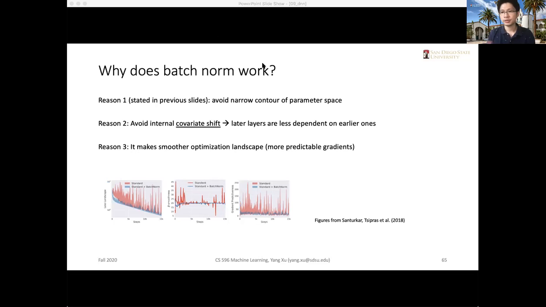This is something we want, because we want the model to be tamed, under control, without too many deviations from our expectation.